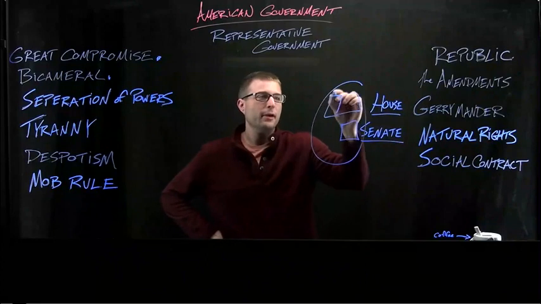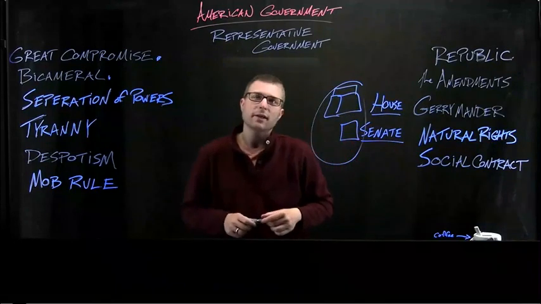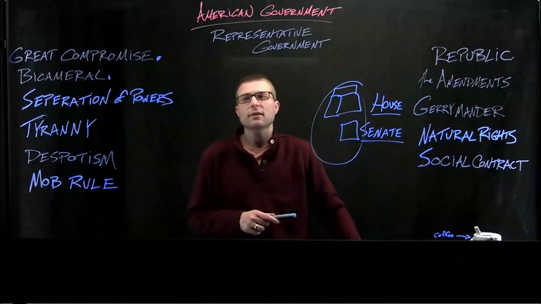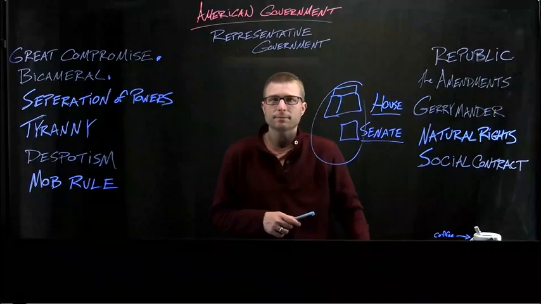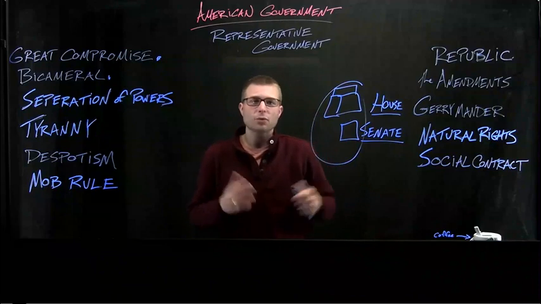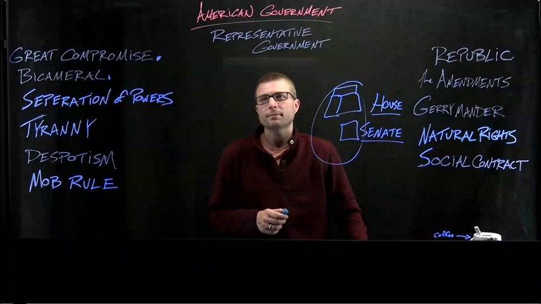The House would be much bigger and have representation proportional to each state's population, elected by the voters to just 2-year terms. This arrangement satisfied the larger states. They would have a bigger share of the House seats relative to their population. It also served to satisfy the interest that the people would have a direct role in electing their representatives. The people would send members to the House.